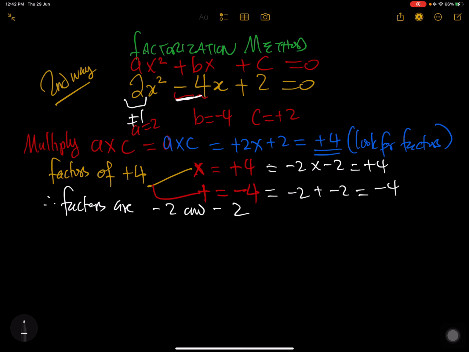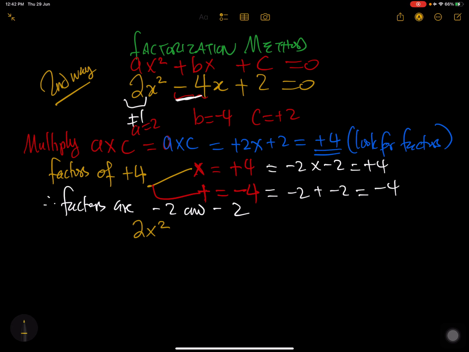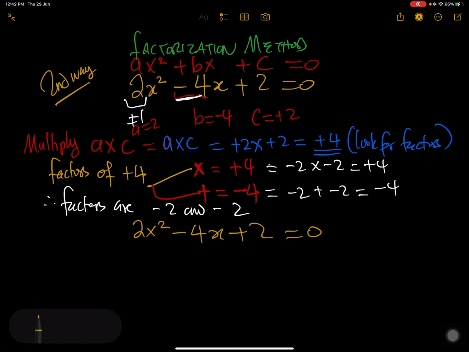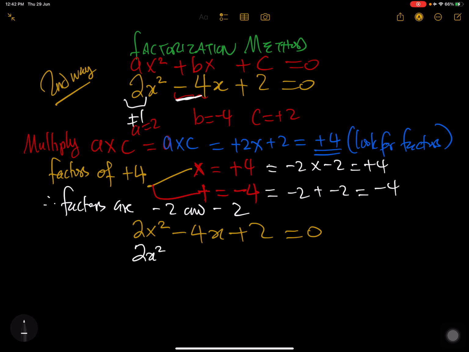Now we are going to solve. So remember that the problem was 2x squared minus 4x plus 2, which was equal to 0. All right. So what we're going to do is apply what we've gotten. We're going to start by writing 2x squared. And what was the first factor? This minus 2, so minus 2x will come. And the second one is another minus 2x. And then we're going to add the plus 2.